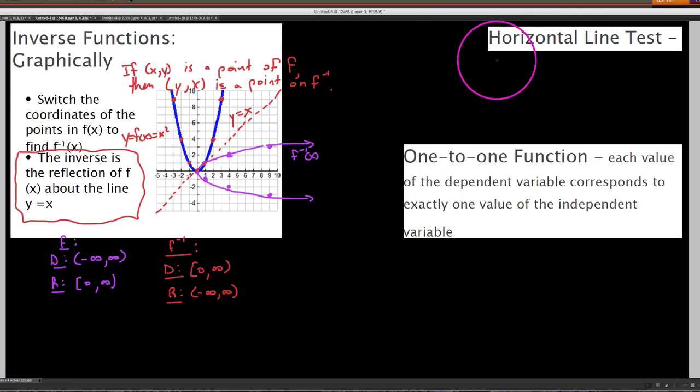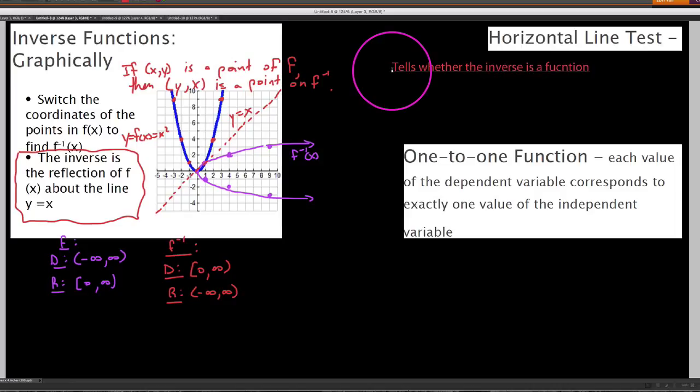Okay. So let's talk about the horizontal line test. What the horizontal line test does is essentially this. We'll type this in here. It tells whether the inverse is a function. That's all.